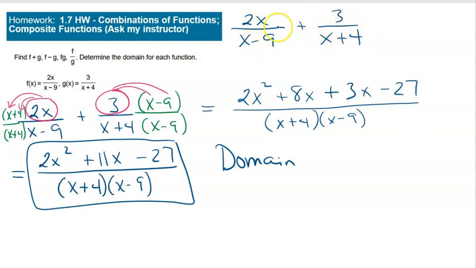Well, look, if you find the domain of each of these individually, you know that 2x over x minus 9 is undefined at x equals 9. I can't plug 9 in here. Why? Because it makes the denominator 0. So we know that x is not equal to 9. What else? Well, x better not equal to negative 4 either, right? Because if I plug negative 4 into this second fraction, into the g function, I get 0 in the denominator. What's wrong with 0 in the denominator? You can't do it. It's undefined. You can't divide by 0.